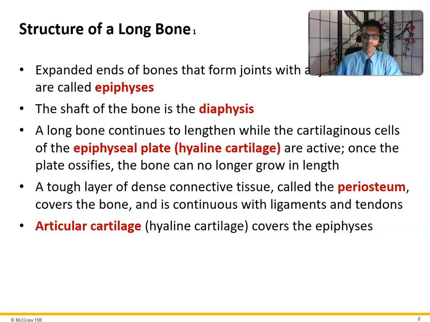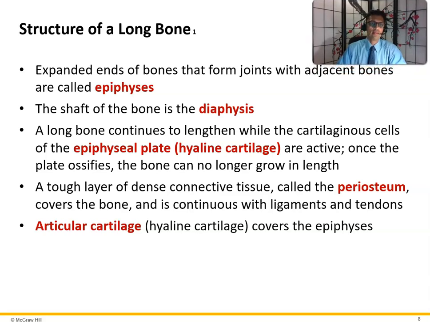Now, if you look at the structure of a long bone, you're going to want to know this terminology. Expanded ends of bones that form joints with adjacent bones are called the epiphyses. So the ends of the bones are called epiphyses. The shaft, which is the middle part, is called the diaphysis. A long bone continues to lengthen while the cartilaginous cells of the epiphyseal plate are active. Once the plate ossifies, the bone can no longer grow.